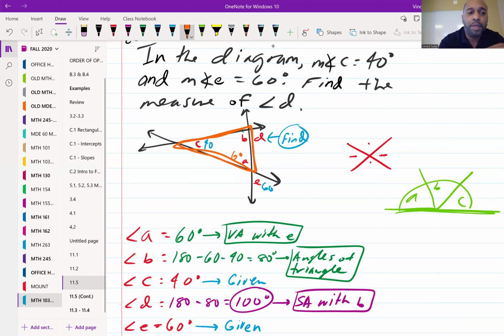So now to finish it off, we want to find D as in dog, and that creates a straight angle or straight line with B. So what I would do is subtract B from 180, and then that will give me D, which is 80 degrees. I mean 100 degrees, excuse me. Do 180 minus 80, which is 100 degrees.